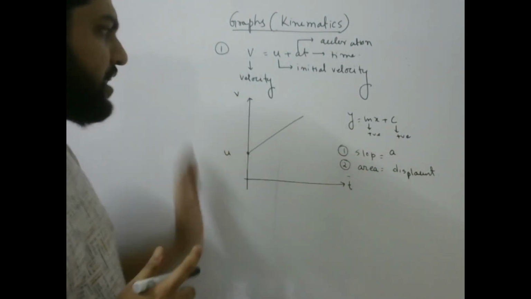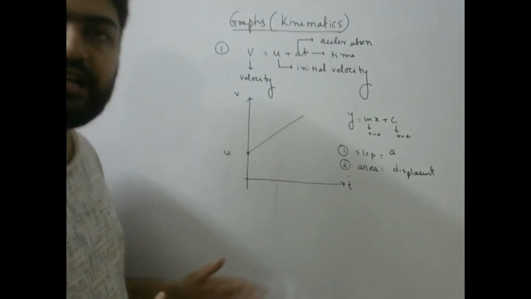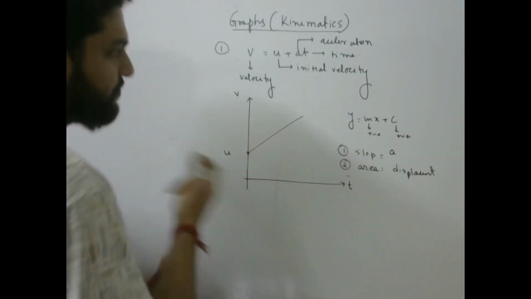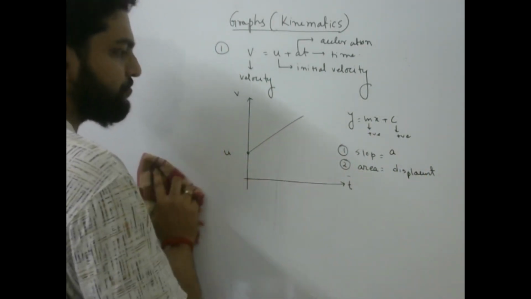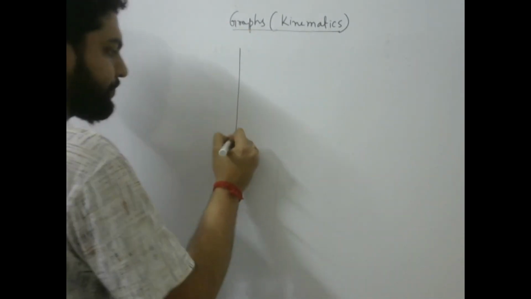Now we will further discuss, with numericals, how we can calculate that. I will give you a graph, and from the graph I will calculate the slope as well as the area to calculate the physical quantities of acceleration and displacement. Let's take an example of it.